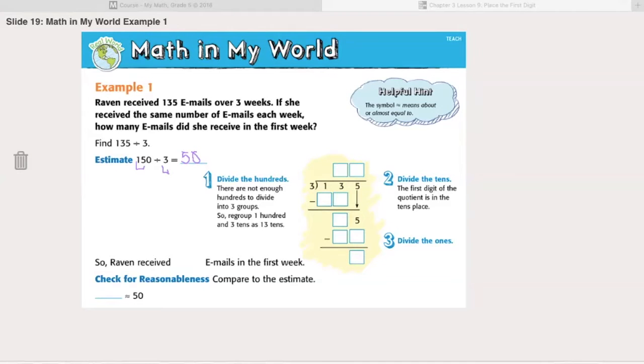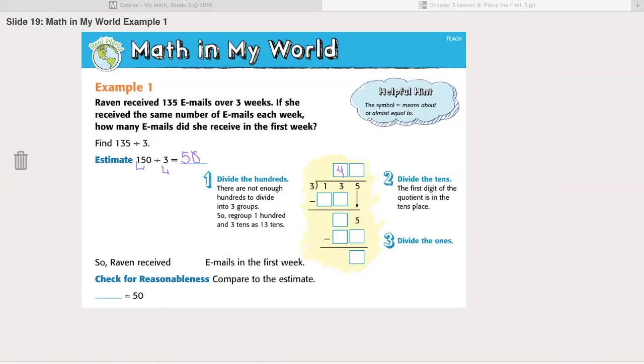Step 1, divide the hundreds. There are not enough hundreds to divide into 3 groups. There is only 1. So regroup 100 and 3 tens as 13 tens. Divide the tens. 13 divided by 3 is 4. The first digit of the quotient is in the tens place, right? Because we divided the tens, 13 tens.